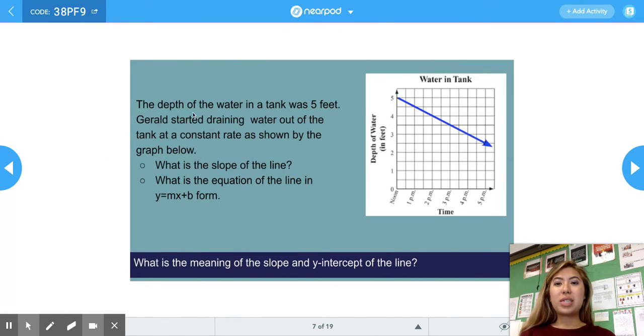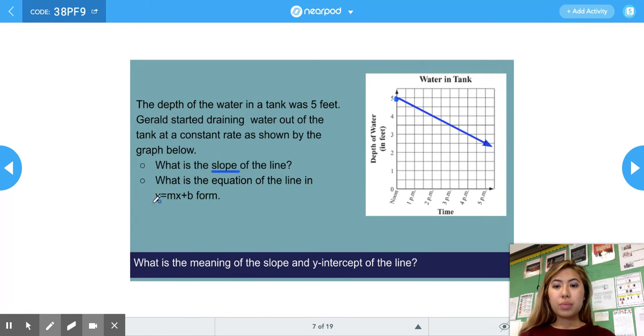This problem reads, the depth of the water in a tank was 5 feet. Gerald started draining water out of the tank at a constant rate as shown by the graph below. What is the slope of the line? What is the equation of the line in y equals mx plus b form? As we can see from this graph, this is a non-proportional relationship because it does not go through the origin and it has a y-intercept.